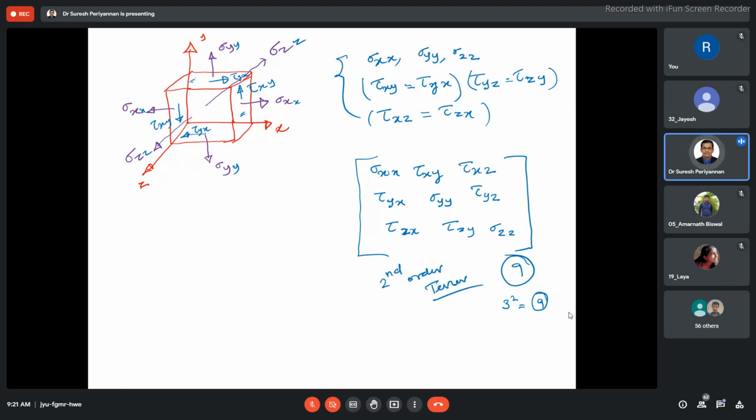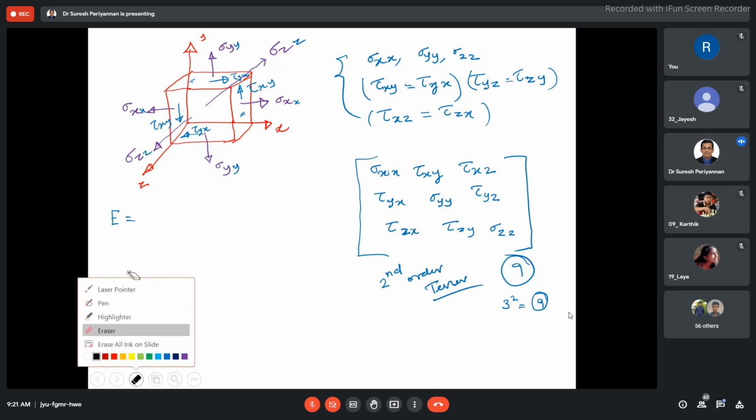Stress and strain are second order tensors. Now, what is this Young's modulus? Young's modulus is nothing but sigma into epsilon, right? Sorry, this is wrong, one minute. Stress by strain, sir. Yes, thank you. Young's modulus equals stress by strain.